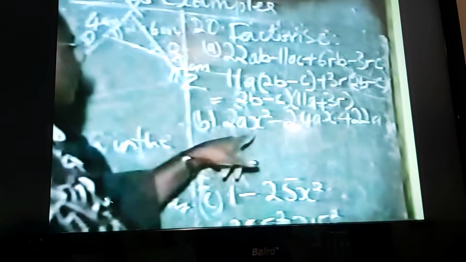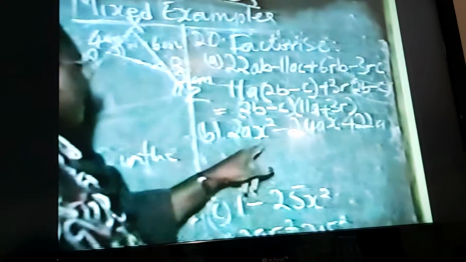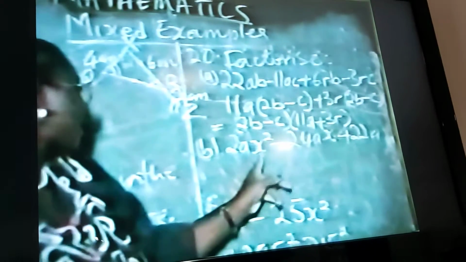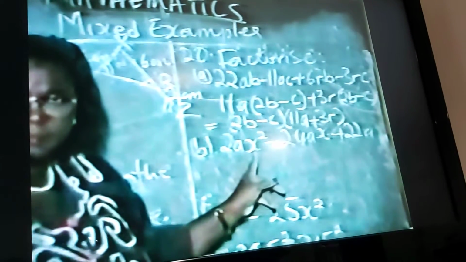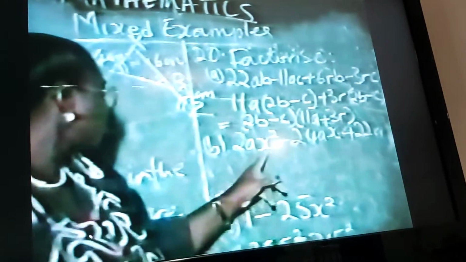The B, 2AX squared minus 24AX plus 22A. Here is a quadratic expression. Remember, the word quadratic implies an expression with the highest power as 2. So with x squared here, you have a quadratic expression, and you know the rules for factorization. But there's something else you're supposed to notice.